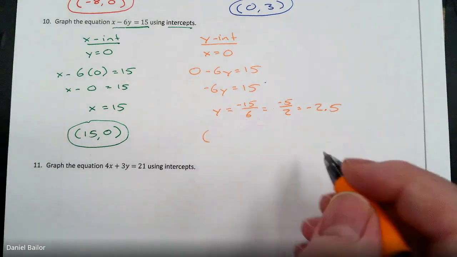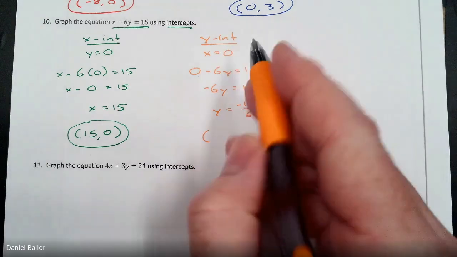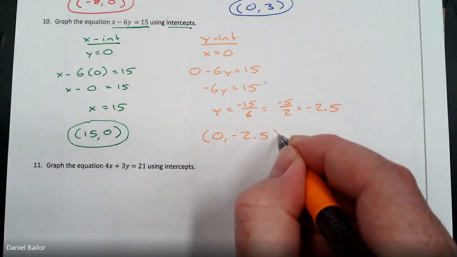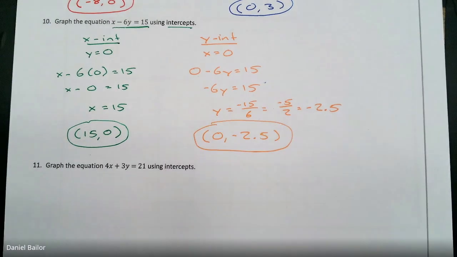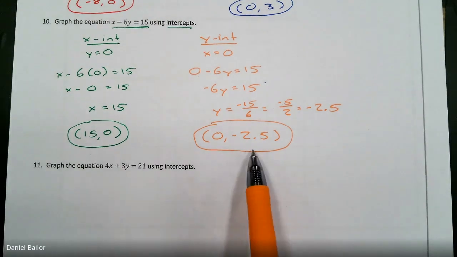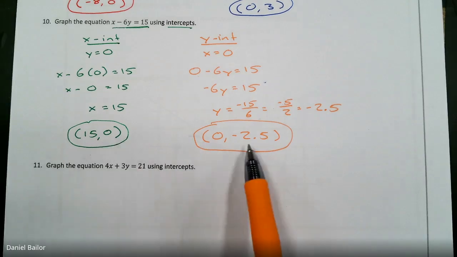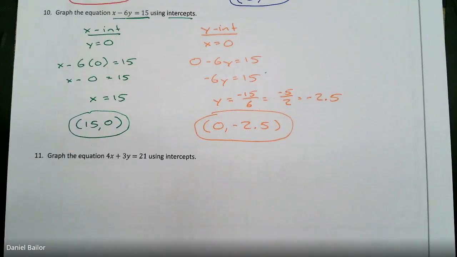So the coordinates for the y-intercept, x is 0, and y is negative 2.5. Those are our 2 coordinates. That's step 1 and step 2. We have the x-intercept, we have the y-intercept. This is where the line crosses the x. This is where the line crosses the y. Now to make the line, we graph these and connect them. So let me get my graph paper back.